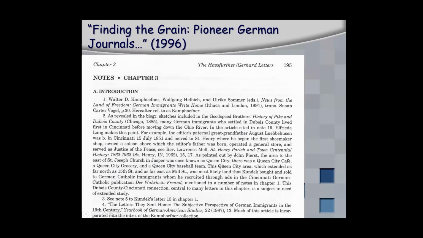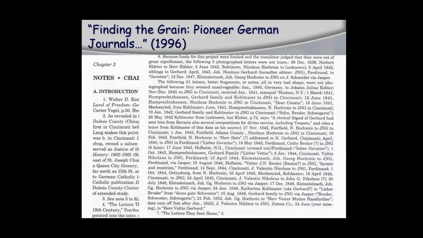There's St. Joseph Catholic Church in Jasper again. There's that Kuhndeck fellow. So we're getting a lot of affirmation, a lot of validation of things that we've read before. We get a citation at the bottom of the screen, Yearbook of German American Studies. What is that? I wonder whether I should investigate that more. And just more very robust.